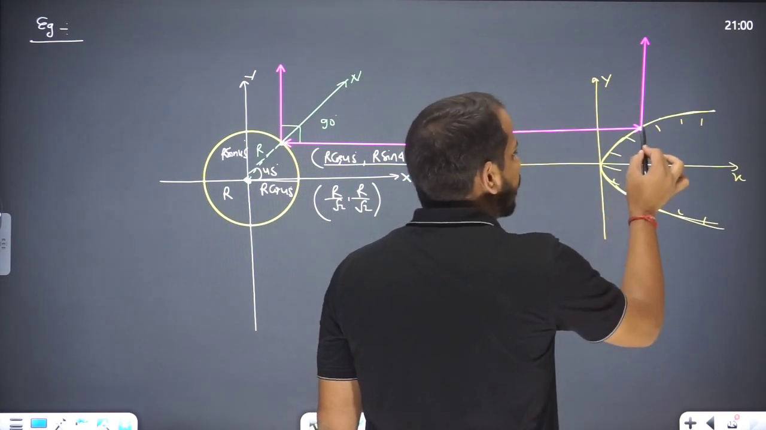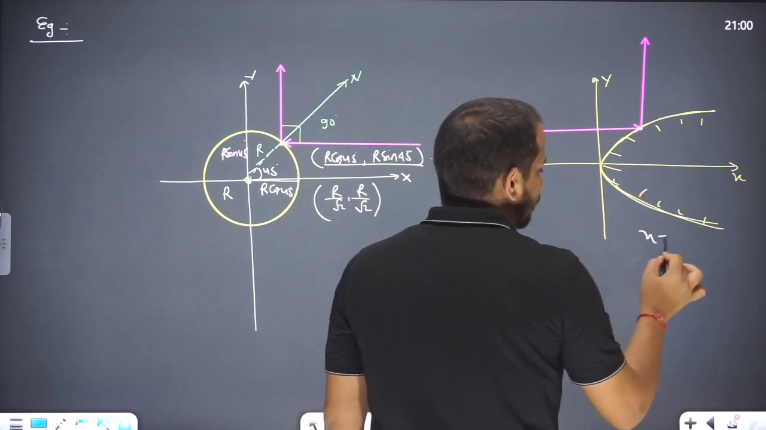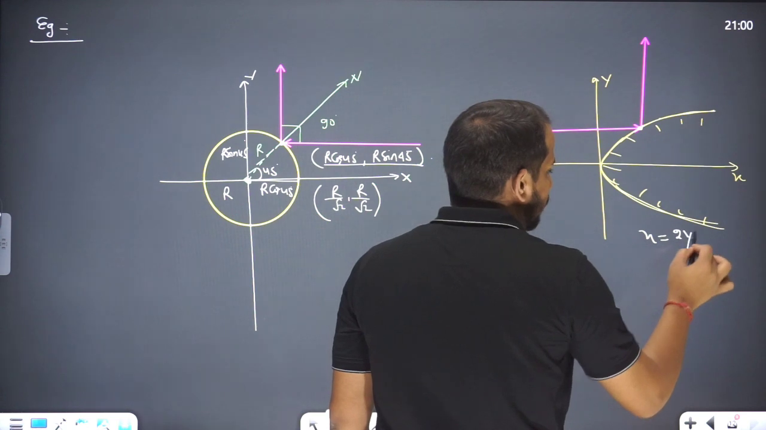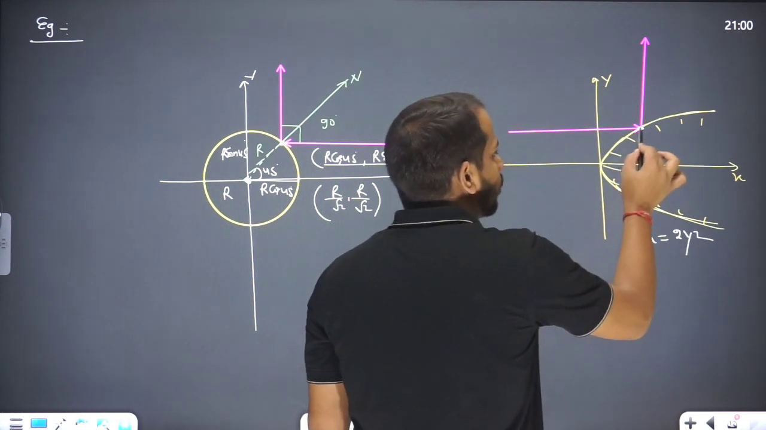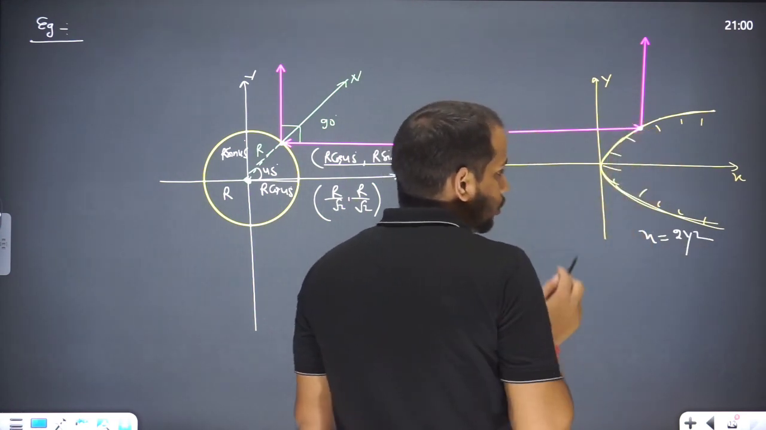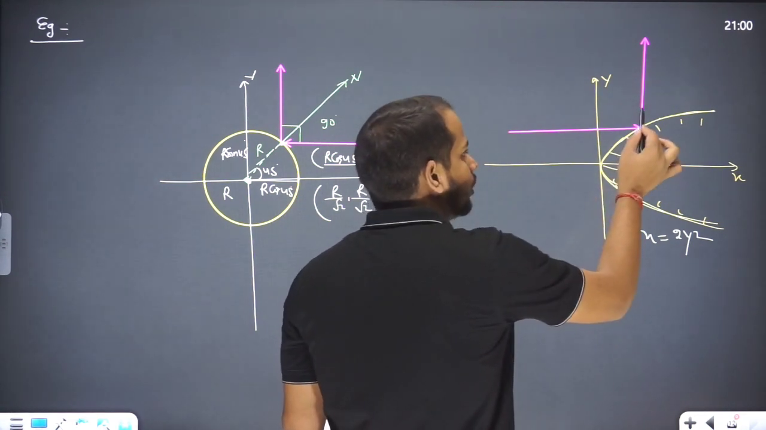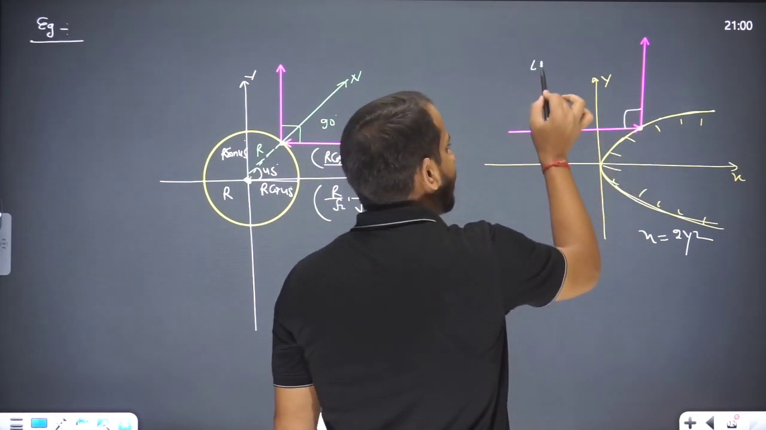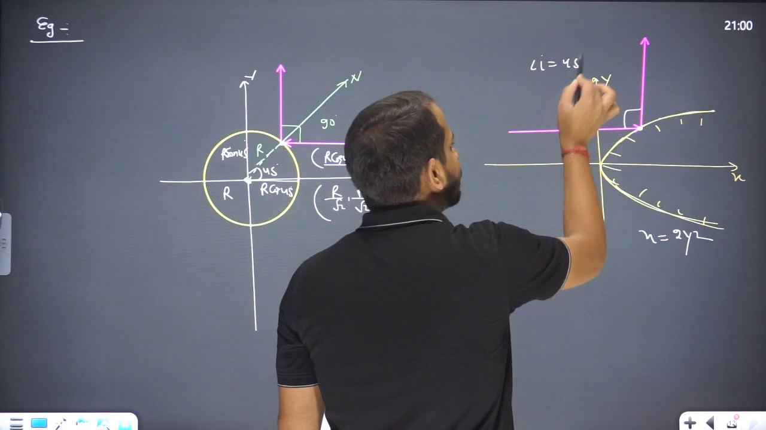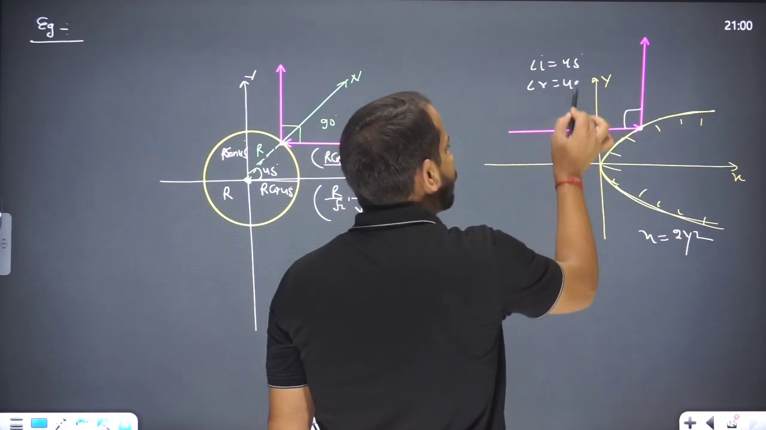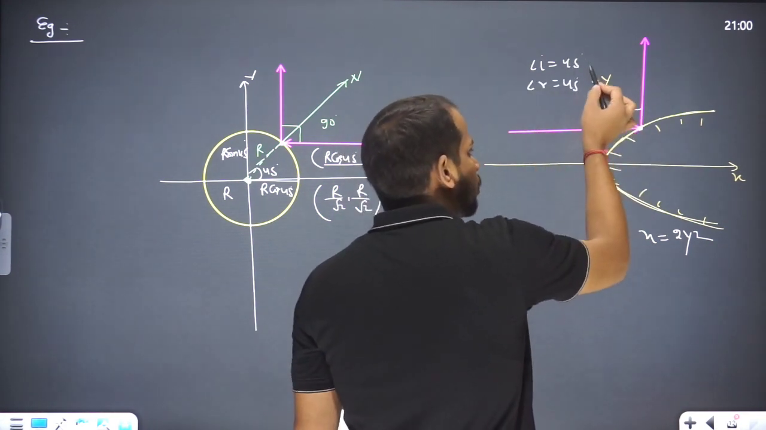The condition given is X equals 2y square. So find out the coordinate of this point when the light becomes vertical. So you know, if the light becomes vertical, then what is the angle here? Angle I is 45 and angle R is also 45. So first we need to draw the normal, right?